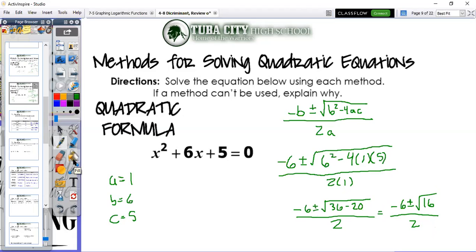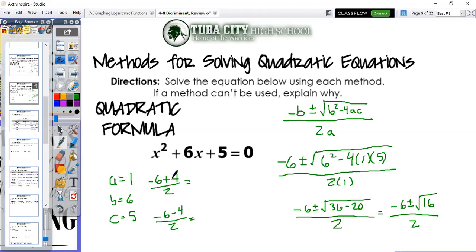From here, we're going to split it into 2 separate equations. So again, same thing, we got to consider the positive result. So the positive would be negative 6 plus, and I can take the square root of 16. Square root of 16 is 4 over 2. But we must also consider the negative possibility, and that is negative 6 minus 4. Again, square root of 16 is 4. So let's go ahead and see what our solutions will be this time.